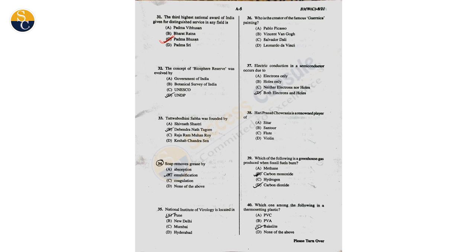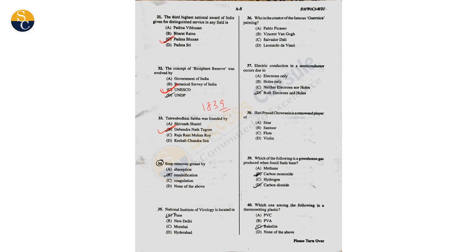Next, concept of biosphere reserve was evolved by UNESCO's Man and Biosphere program. So, UNESCO, C is the correct answer. Next, Tattva Bodhni Sabha was founded by. It was founded by Debendranath Tagore on 6th of October 1839. So, B is the correct answer.